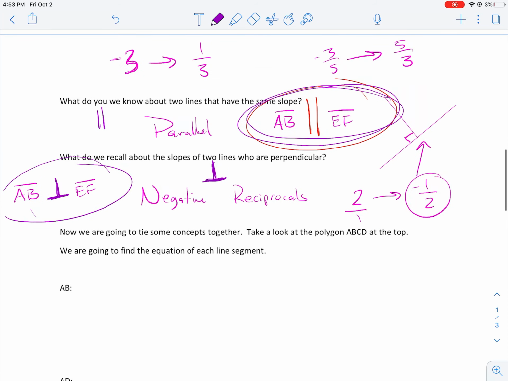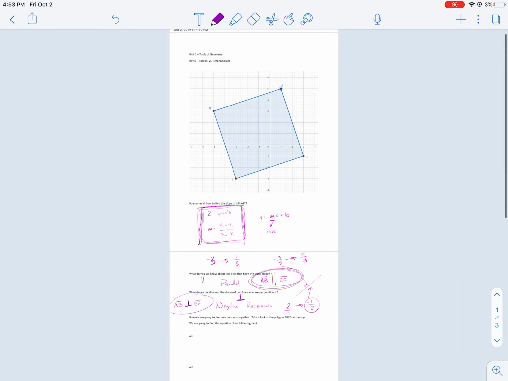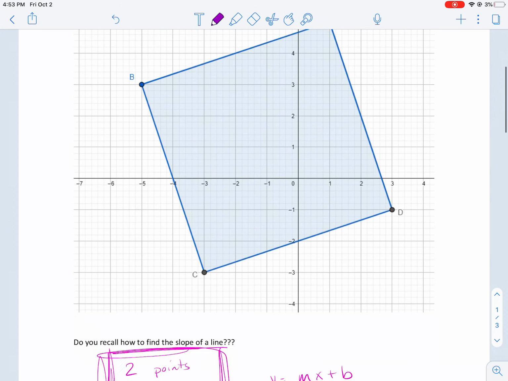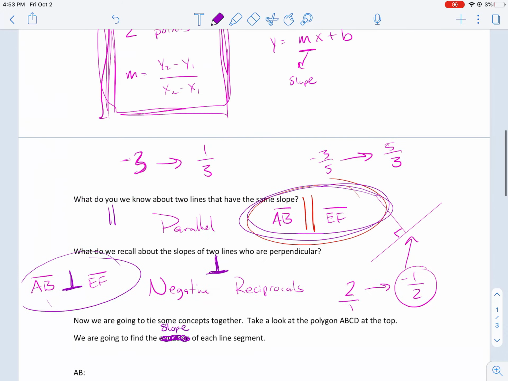Now we're going to tie some concepts together. Take a look at polygon ABCD. I call it a polygon because it looks like a square, but we're not too sure. Down here I don't want to find the equation, I just want to find the slope. I just want to talk about slopes. So we're going to find the slope of each of these line segments.